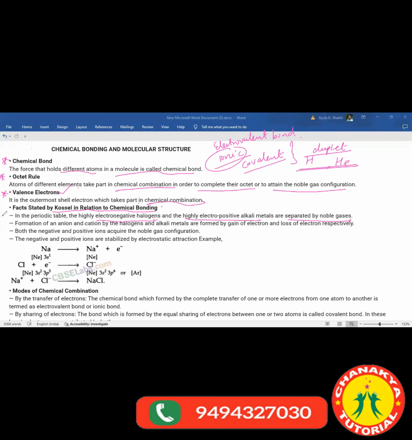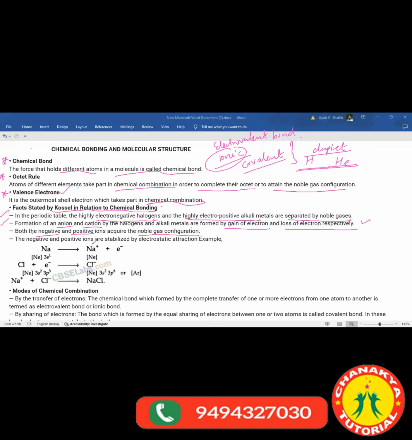Then the second thing stated by him is that the formation of an anion and a cation by halogen and alkali metal is by gain of electron and loss of electron respectively. This is also true, correct? And both the negative and positive ions acquire the noble gas configuration by completing the octet in the outermost shell.